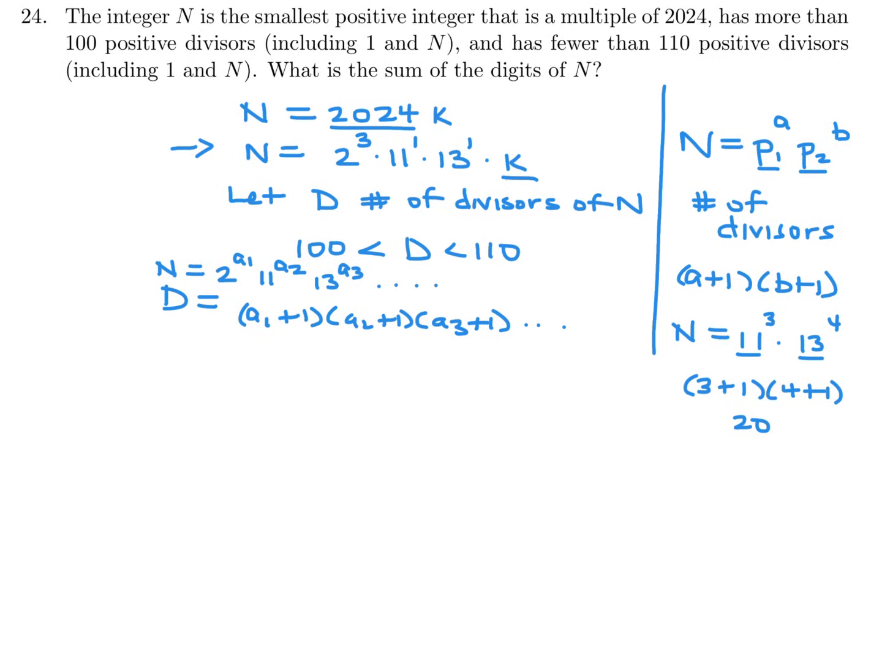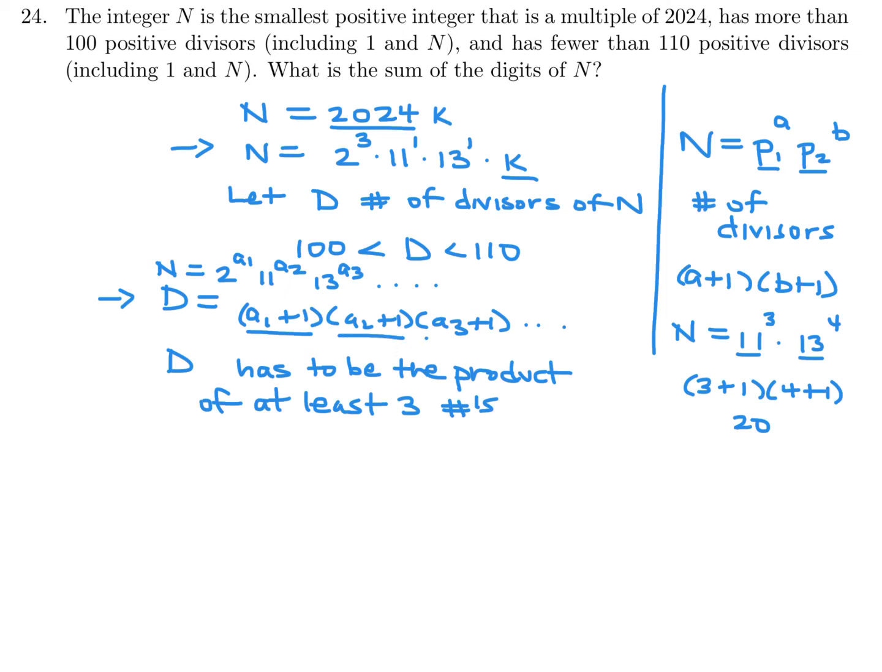Now, we can see from this equation that d has to be the product of at least 3 numbers. Here's 1 number, here's 2 numbers, here's 3 numbers. It could be more, but we know at least 3, because we are unsure what k is. That's the big mystery in this question.